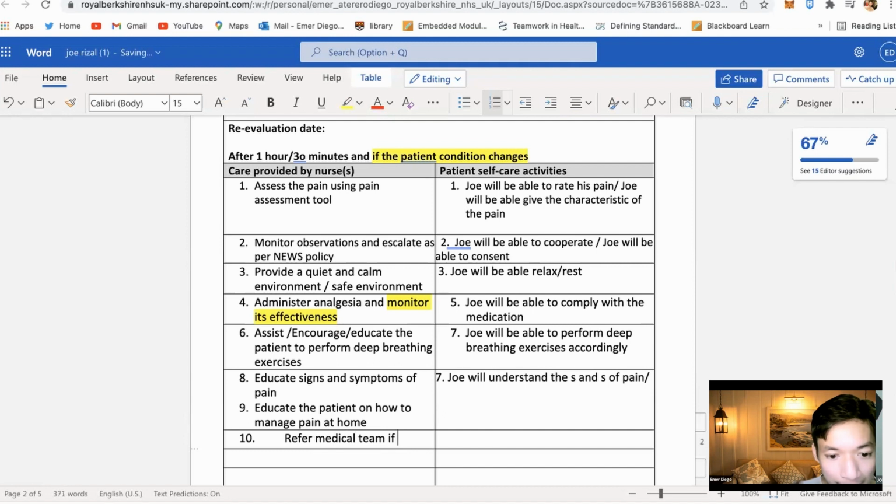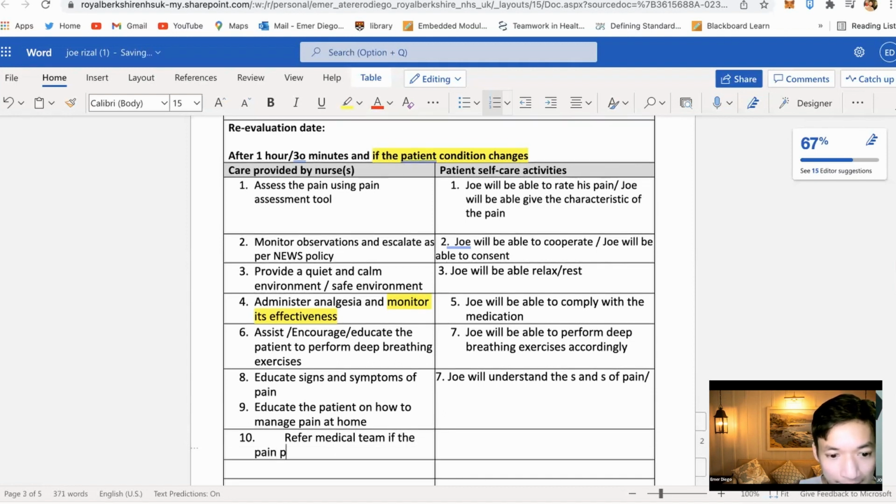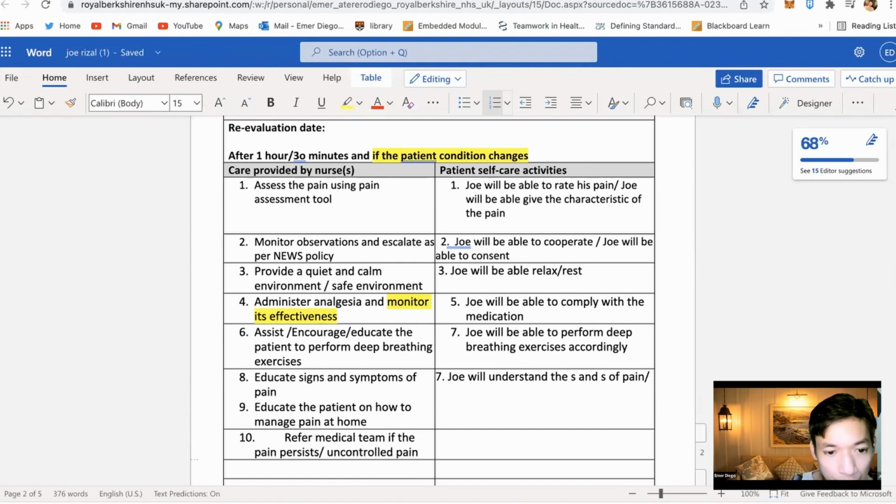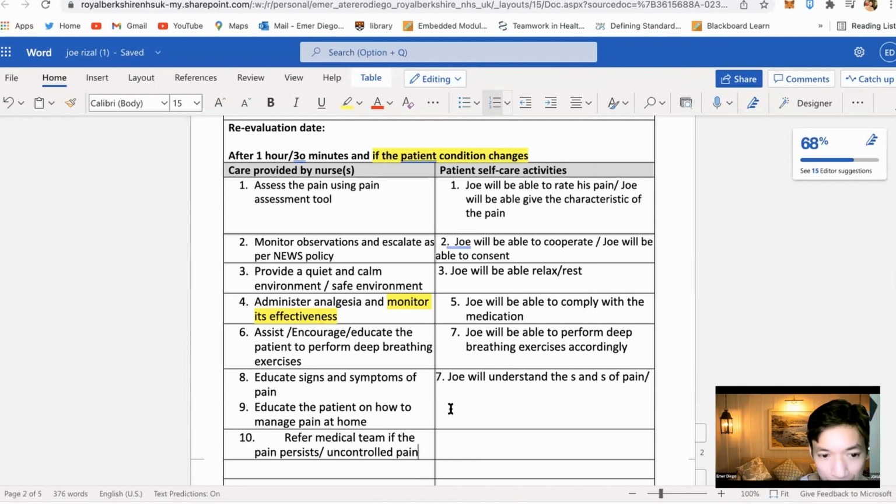If the pain persists, I will tell you about it in a minute. So refer to the medical team if the pain persists, or if there is any uncontrolled pain. You only refer the patient to the pain team if the pain is chronic. Second, if the patient is probably end of life or the patient is a cancer patient. So that means a normal paracetamol is not effective to the patient. The pain is idiopathic, or the cause of pain is idiopathic. Remember, when you say idiopathic, the cause is unknown. Other instances, you're going to refer the patient to the medical team.